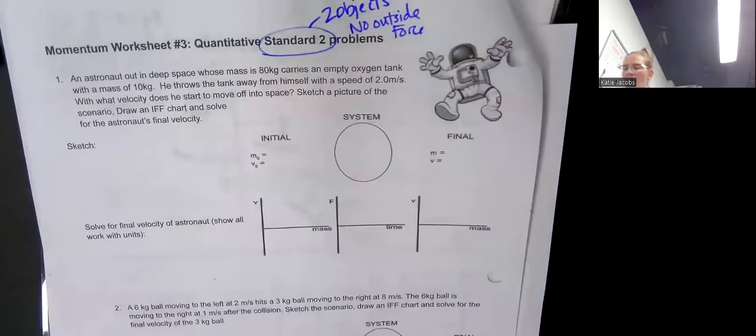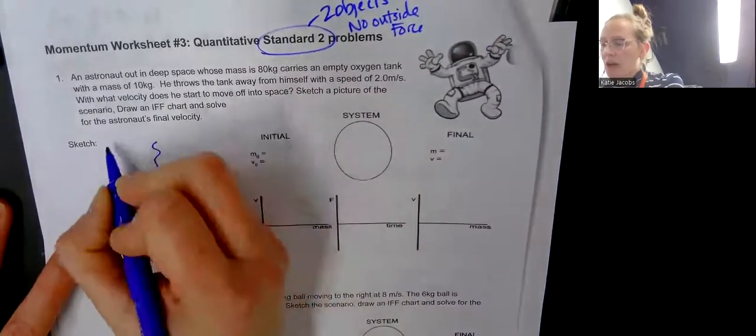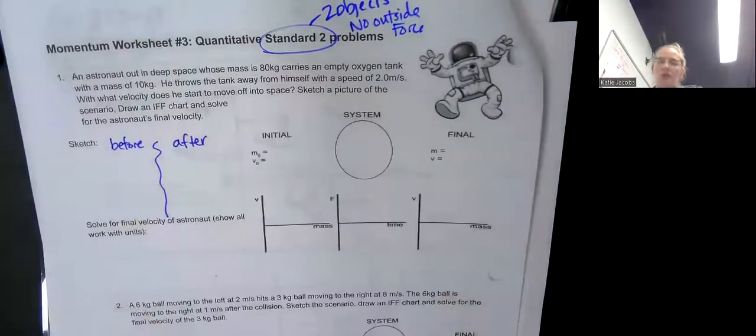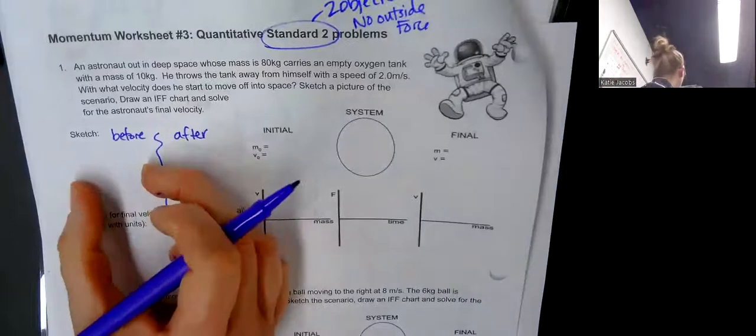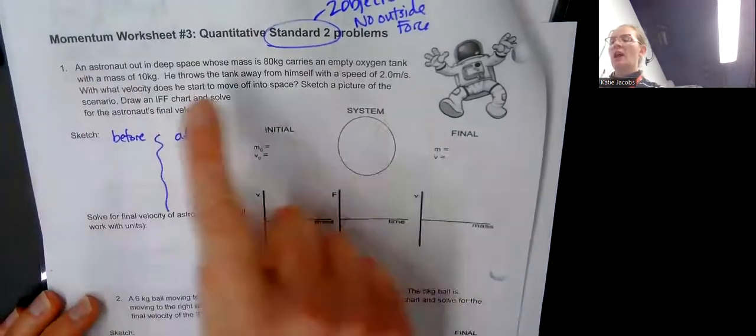So we're on page 88 and we're going through problem 1. We're always going to split our sketches into a before and an after picture. Before is before the collision, after is after the collision. The first sentence will describe the before.